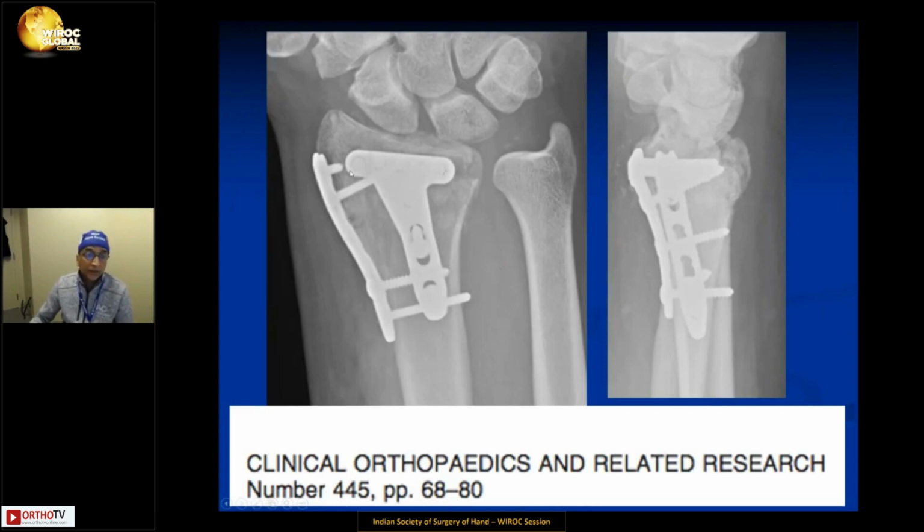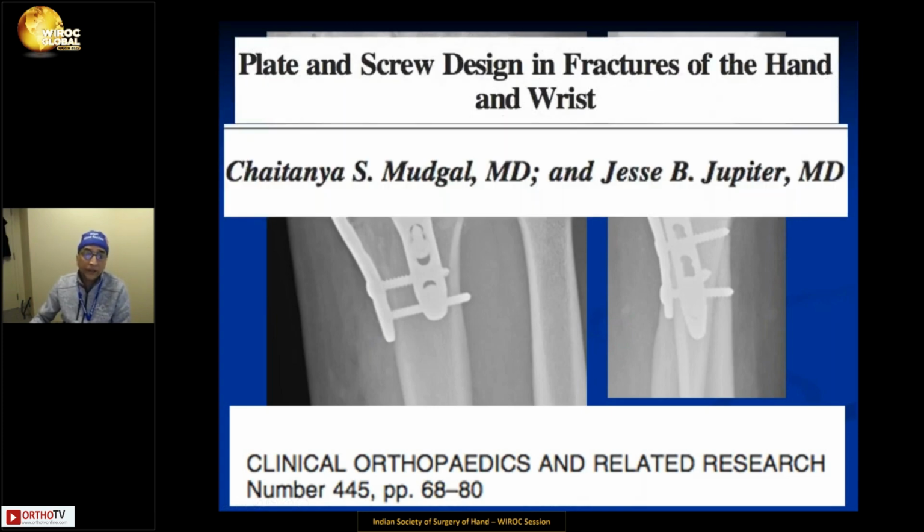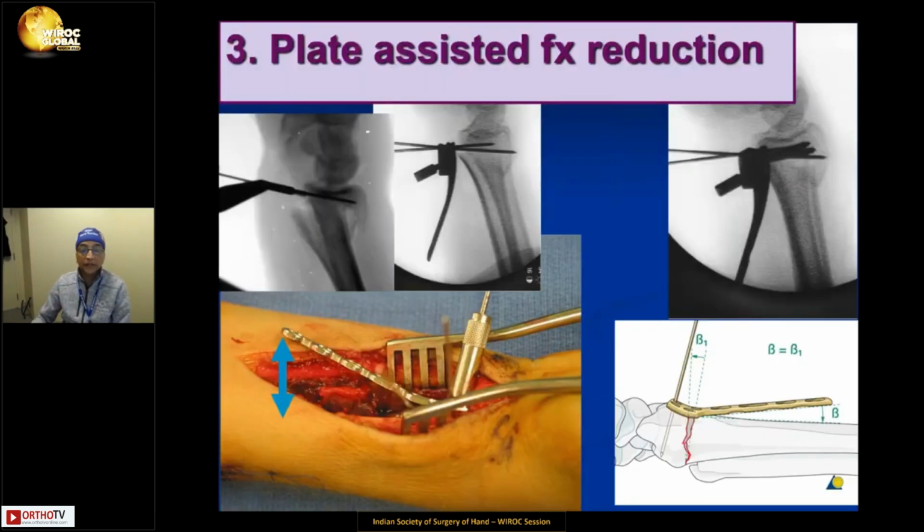Now you saw that there was extensive comminution on the radial styloid, therefore I added a column plate on the radial side. So this is a good paper to look at because it teaches you which implant to use where and why it's designed the way it was and how to apply it.